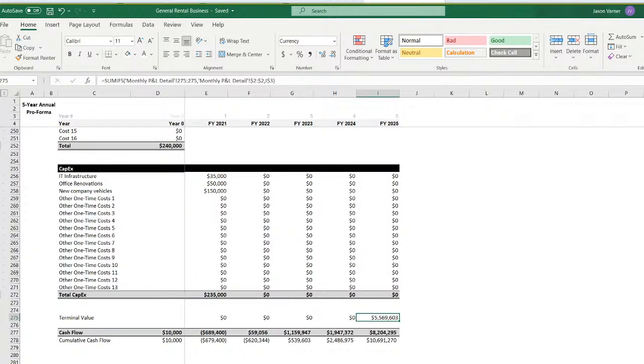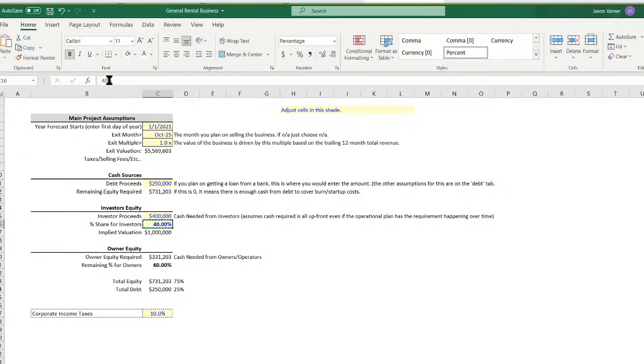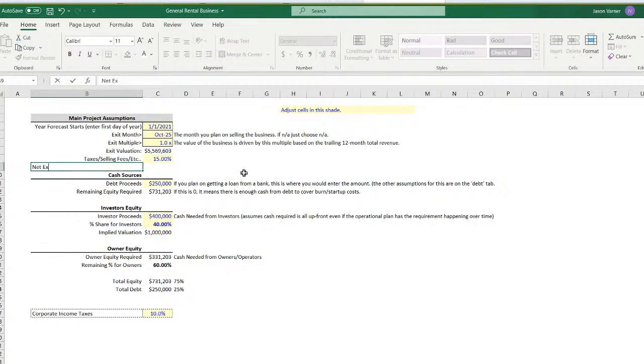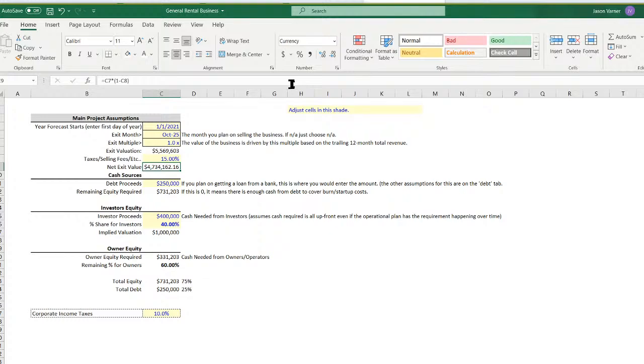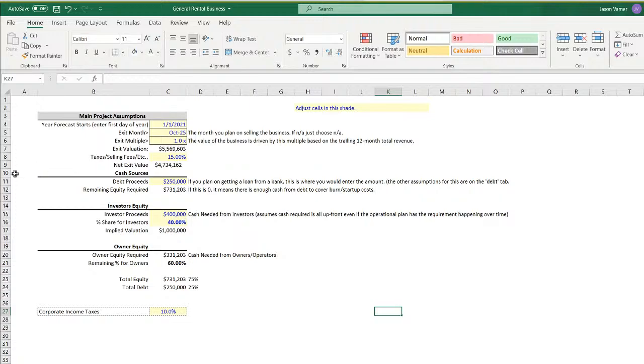Alright, so exit value, I'm saving right now. That was weird. So we want to actually say, if that's exit value, then we want to say taxes, selling fees, etc. as some percentage. And this could go right here. I don't know, it'll depend. Let's just put 15% for everything. So the net exit value is just this times 1 minus this. And let's put a space here.